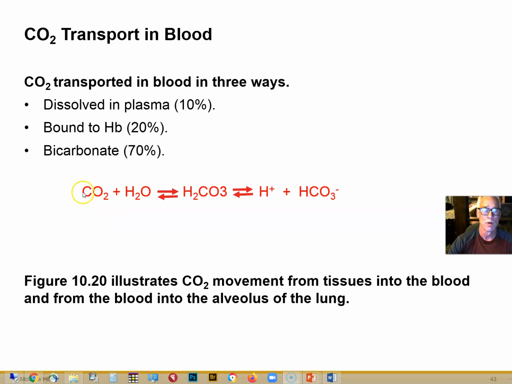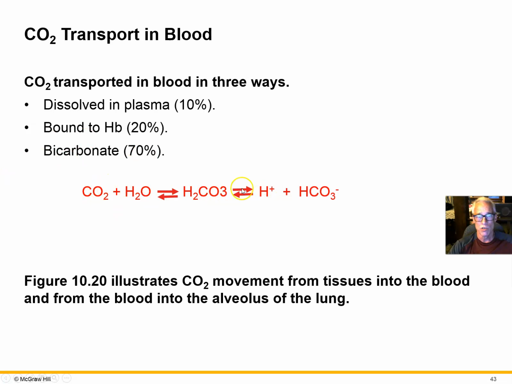Here's the CO2 being produced in the tissues. It's going to be combining in the red blood cells with water by the action of an enzyme called carbonic anhydrase, and that's going to convert it to carbonic acid, H2CO3, where the 3 was supposed to be a subscript. And then carbonic acid dissociates, producing hydrogen ions and bicarbonate ions. And now you can see why the pH is more acidic in the tissues.